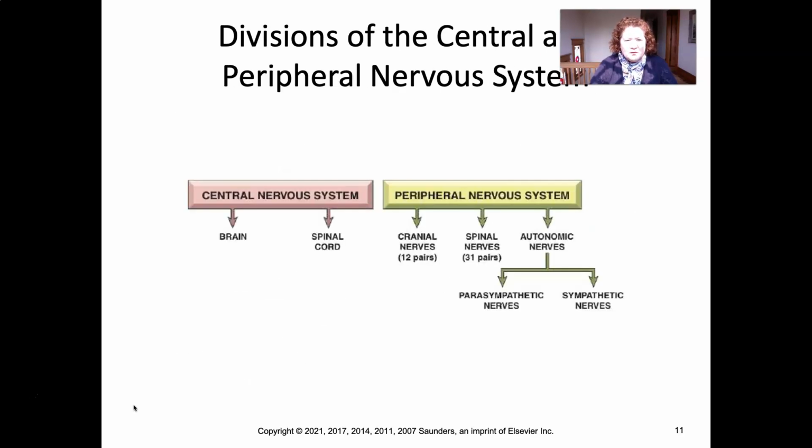This is a really good visual for how it is set up. So again, let's talk about this. You've got your central nervous system, that's your brain and spinal cord. And then you have your peripheral nervous system, which is 12 pairs of cranial nerves, 31 pairs of spinal nerves, and then those autonomic nerves that stimulate or destimulate, so to speak, your organs.